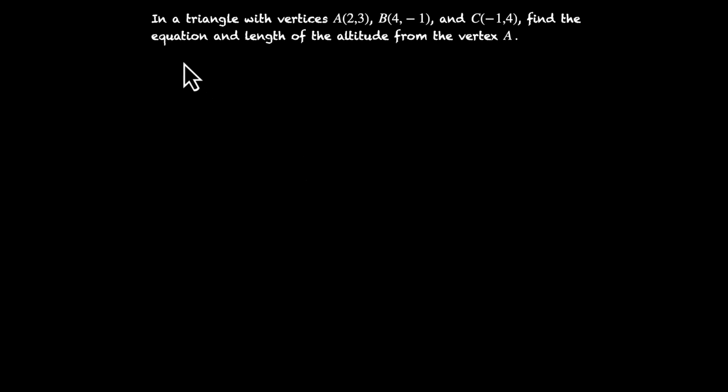In the previous video, we derived the formula for the distance between a point and a line. In this video, let's see how we can use that in geometry. Here's an example. In a triangle with vertices A (2, 3), B (4, -1) and C (-1, 4), find the equation and length of the altitude from the vertex A.